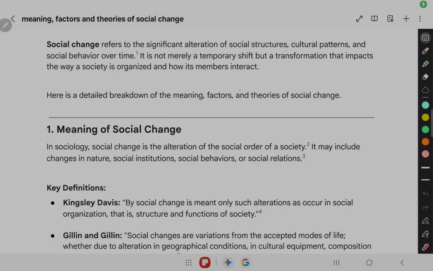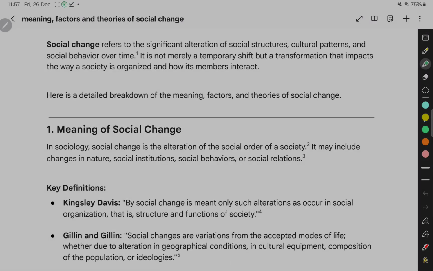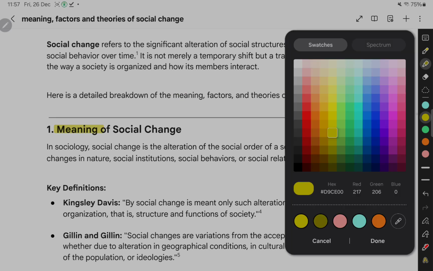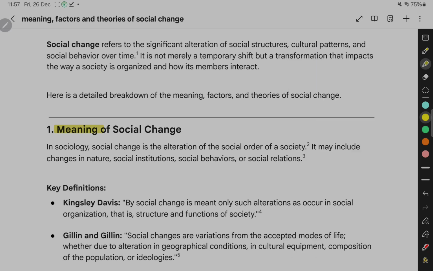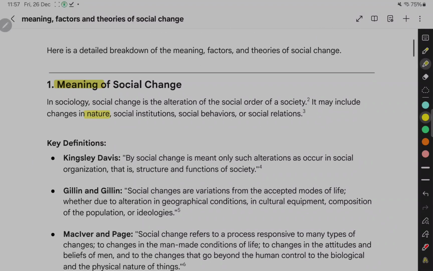Here is a detailed breakdown of the meaning, factors, and theories of social change. 1. Meaning of social change. In sociology, social change is the alteration of the social order of a society. It may include changes in nature, social institutions, social behaviors, or social relations.